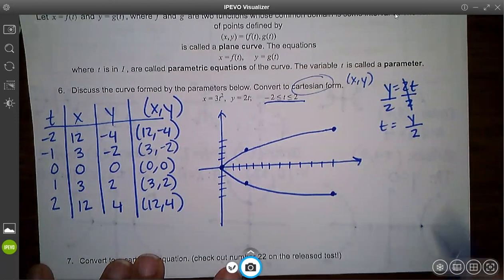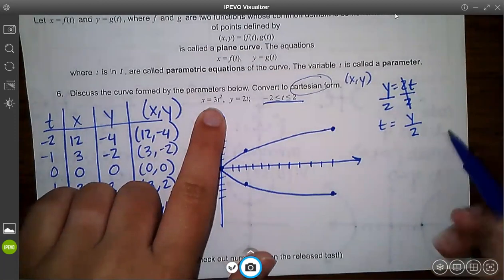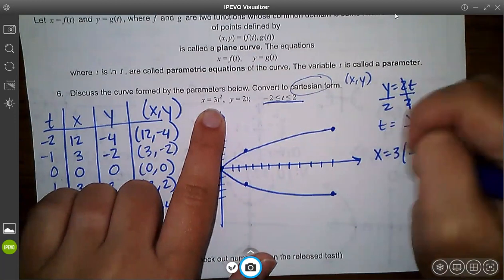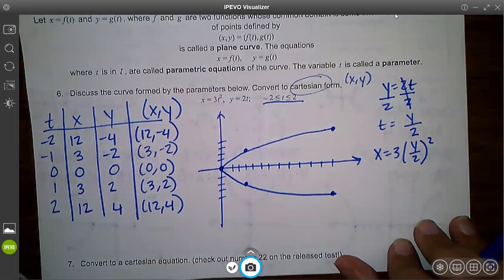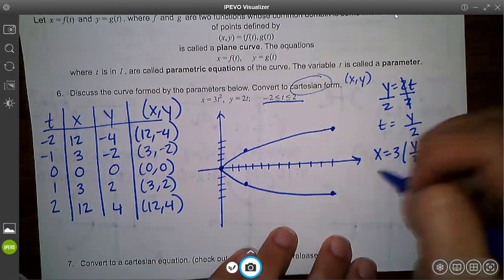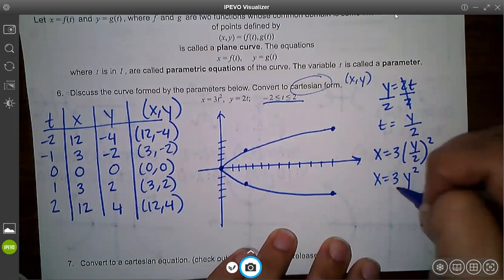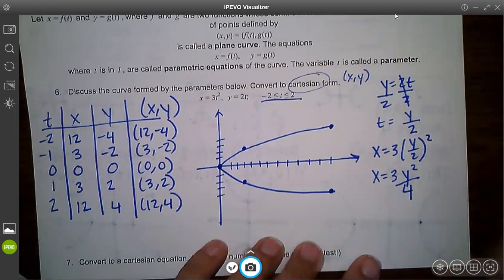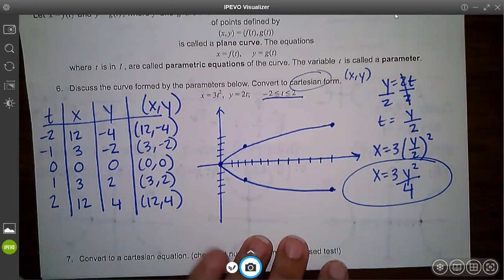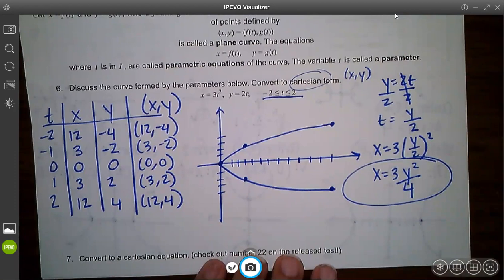Then I'll just take that and substitute it into my other equation for t, so my equation is now just in terms of x and y. So I have x equals 3 times (y over 2) squared. When you square a quotient, you square both the top and the bottom. So I have 3y squared over 4, or 3/4 y squared. That is all you need to be able to do. You can type that into Desmos. You can solve it for y and type it into your calculator under function mode. Questions?